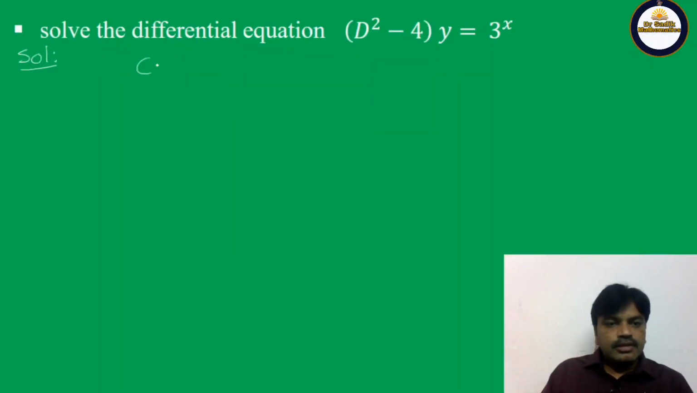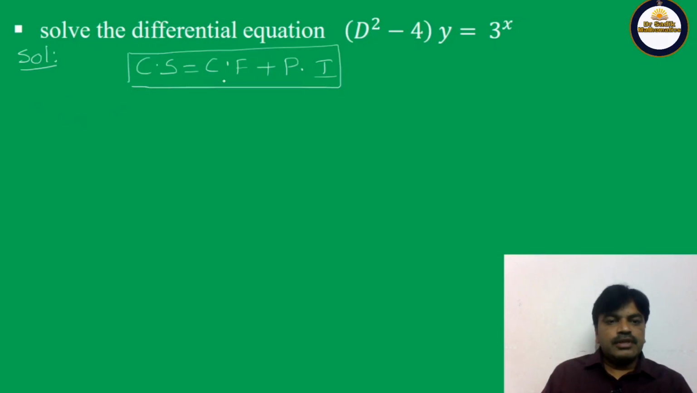Again you write here, what is the first step? Complete solution is equal to complementary function plus particular integral. You always write the solution, friends, and then you put a subheading. What is the subheading? First you find the complementary function. So what is the first step, friends?